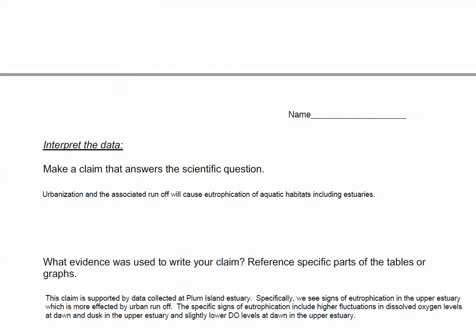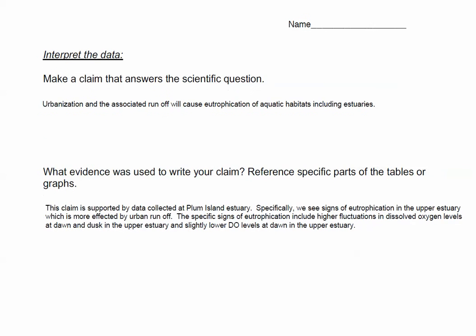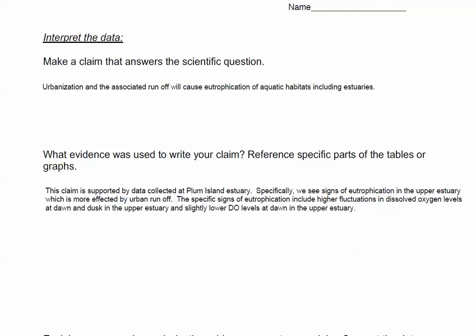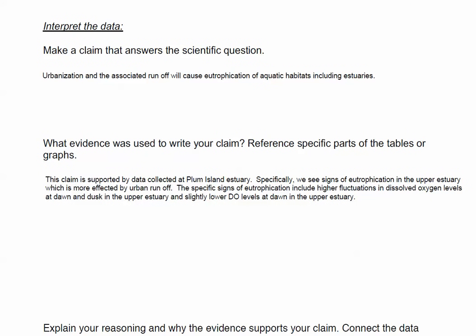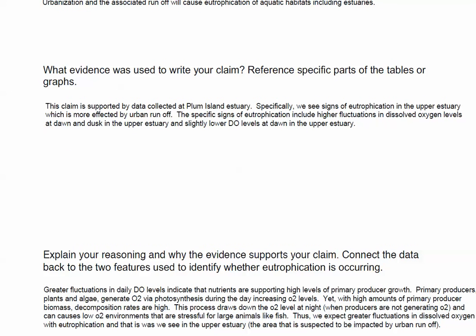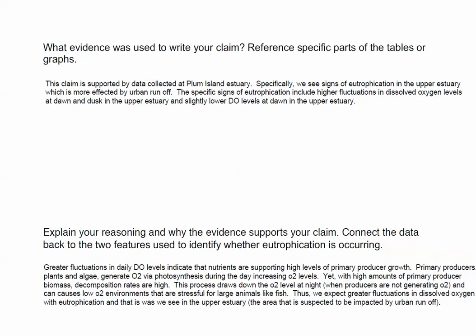And then finally, I just answered these questions based on the data. I think the claim here that answers the scientific question that we talked about at the beginning would be that urbanization and the associated runoff will cause eutrophication of aquatic habitats, including estuaries. And their data support that, looking at just dissolved oxygen, seeing greater fluctuations and lower levels in dawn where they did have effects of urbanization.